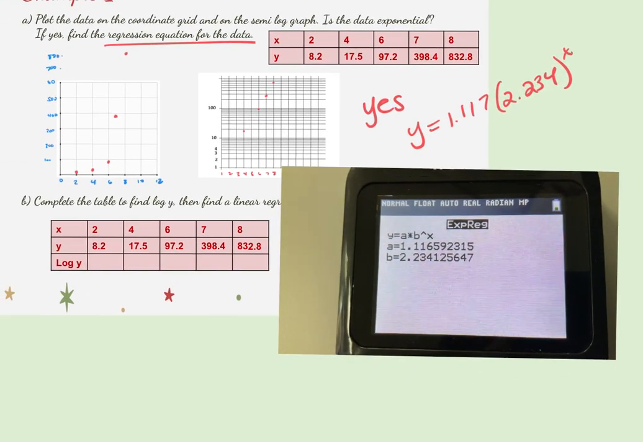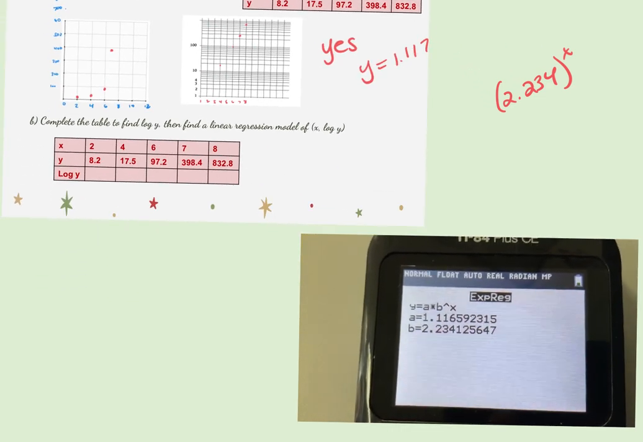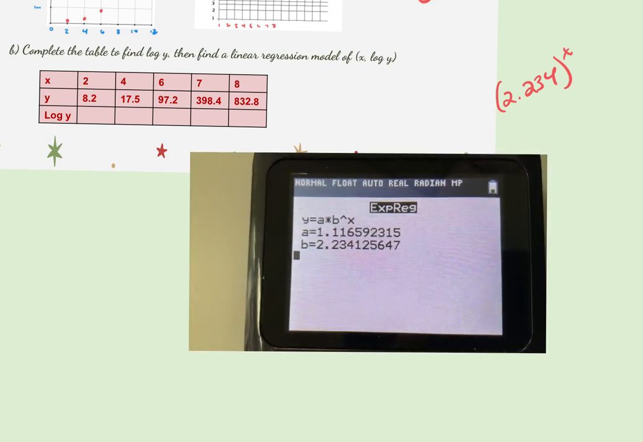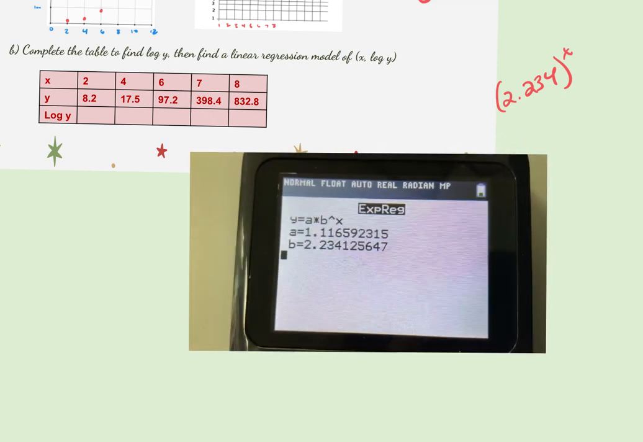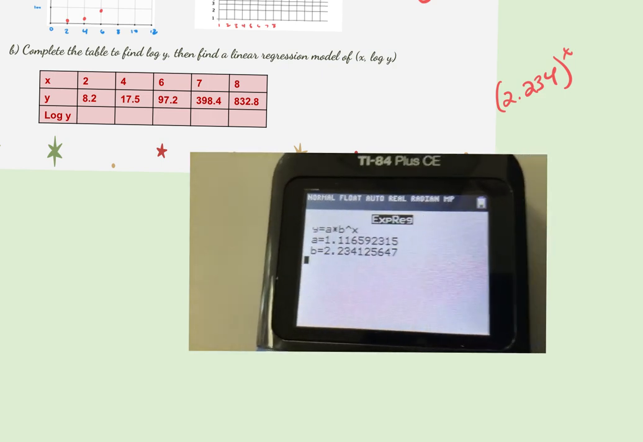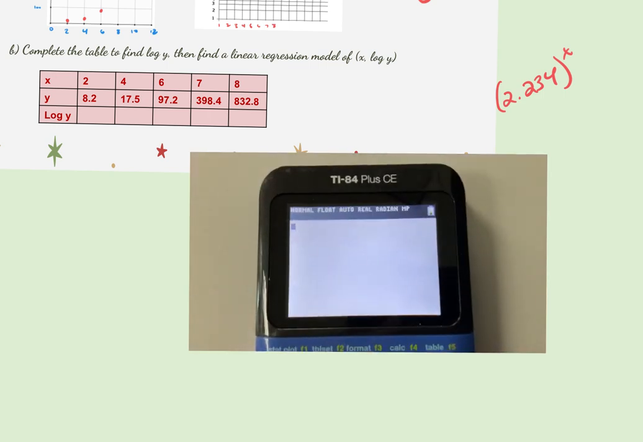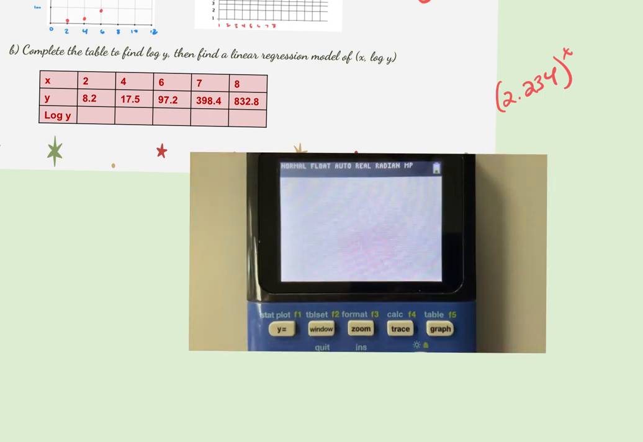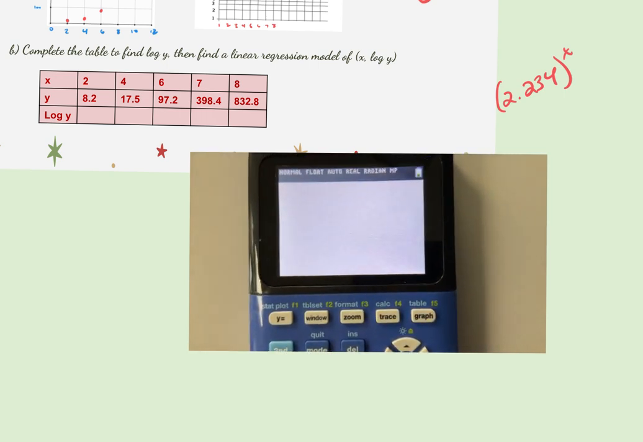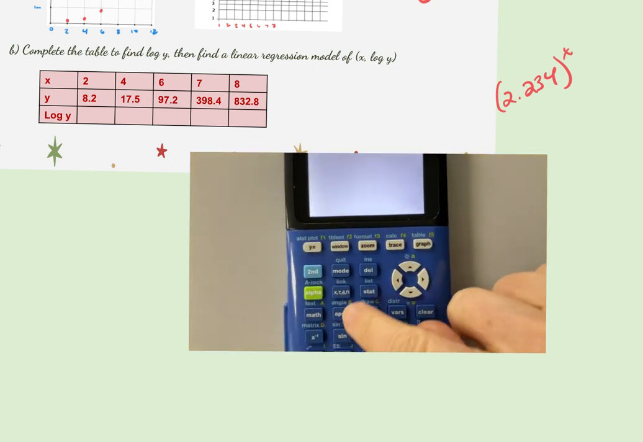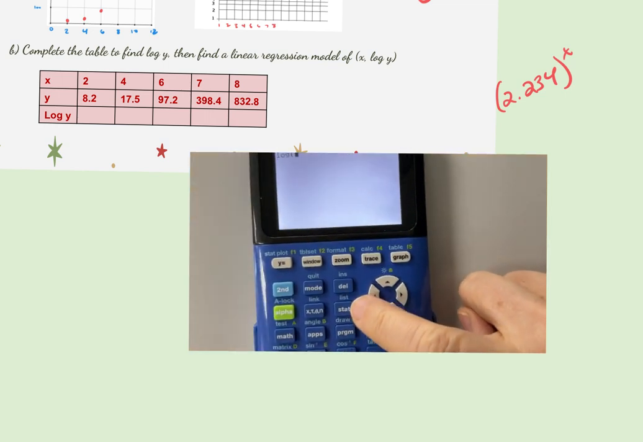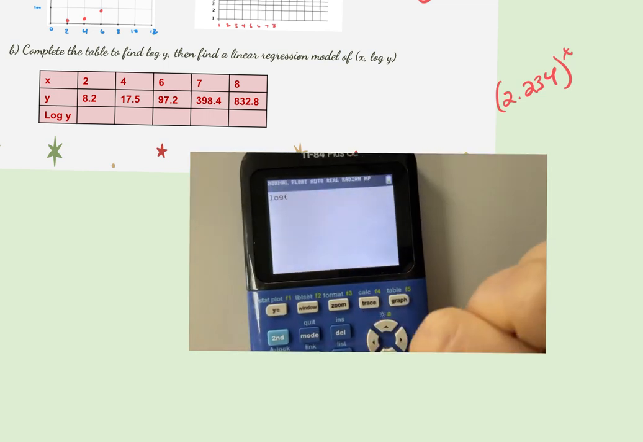All right, then B says complete the table to find log of y and then find the linear regression of model x, comma y log. So what this means is I'm going to find the log of each of those y values, and I'll show you two ways to do it, one longer way and one shorter way. And then we're going to take the x and the log y to create a stat plot that would be linear. And then we'll create the linear model, okay? So first thing you could do is literally go through and hit log 8.2, log 17.5, log 97.2, log 39, whatever, and find them each individually, okay? But then you'd have to store them in your stat plot, so you'd have to retype them in.